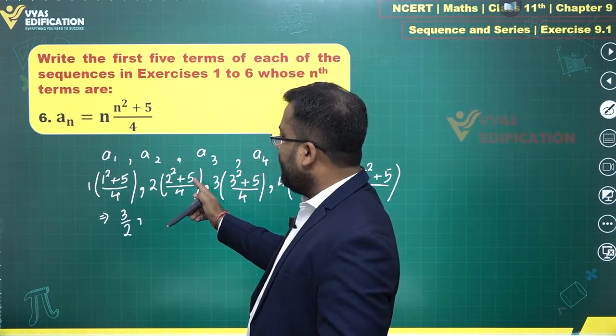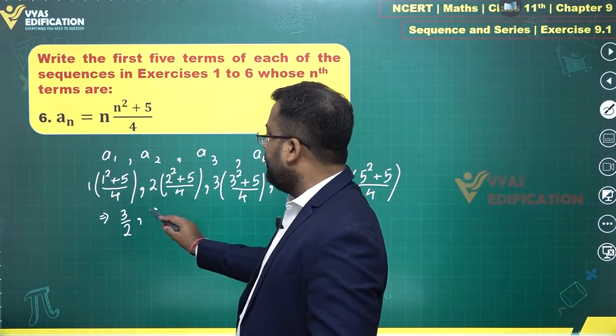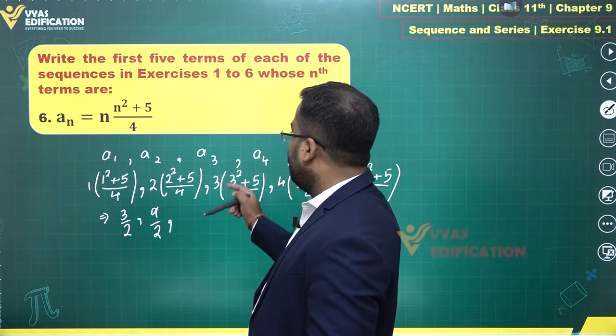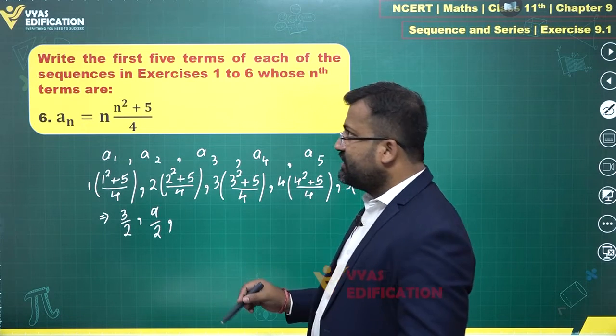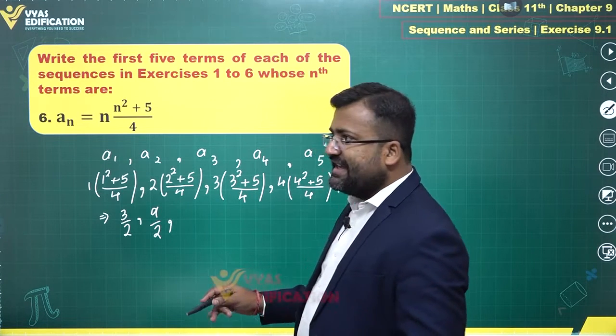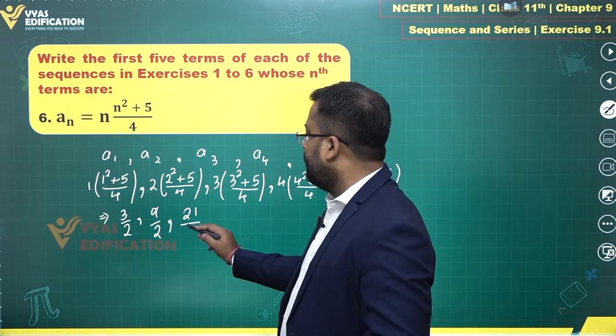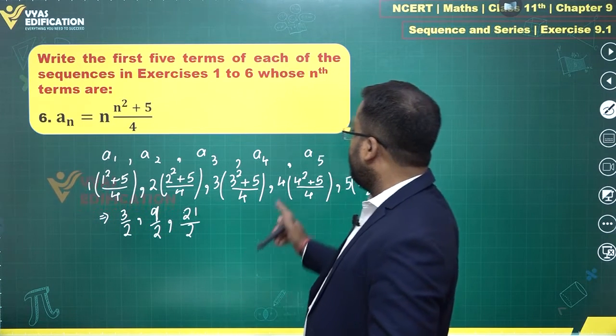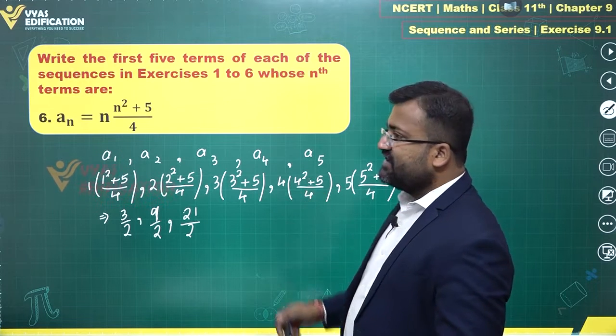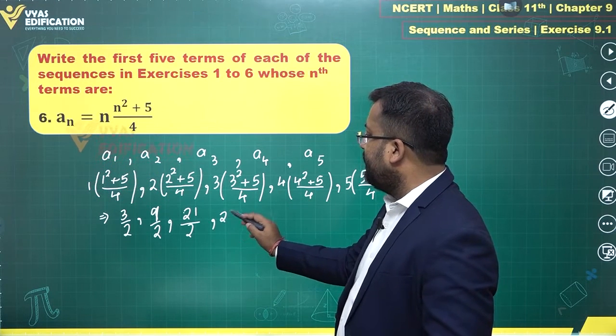4 plus 5, that is 9 upon 4 into 2 will be 9 by 2. 9 plus 5 is 14 by 4 will be 7. 14 by 4 will be 7 by 2 into 3 will be 21 by 2. This is 9 here. What is this? 4 and 4 goes away. This is 4 square, 16 plus 5, which is 21.